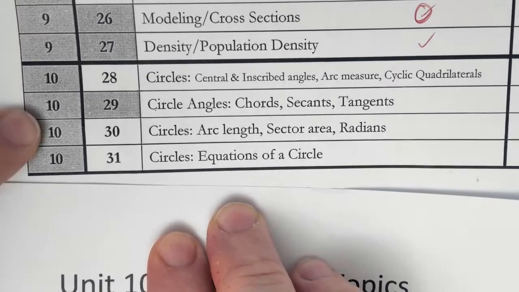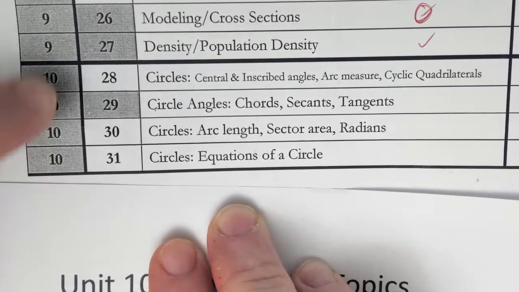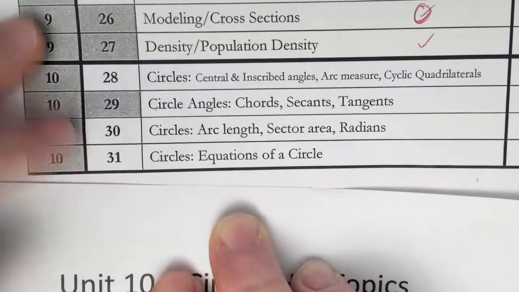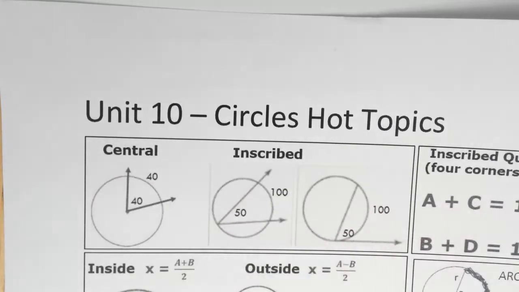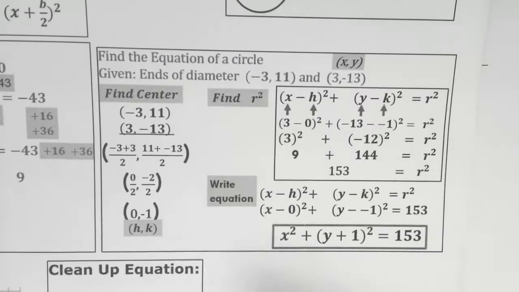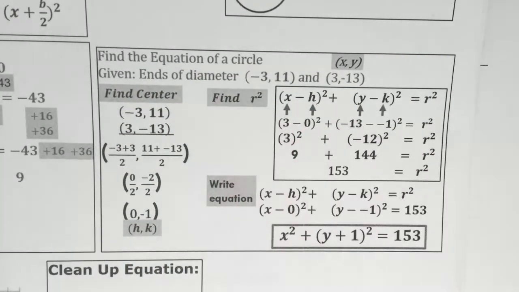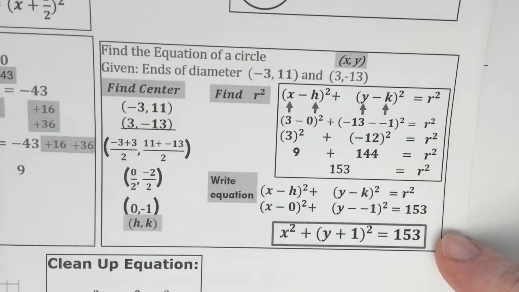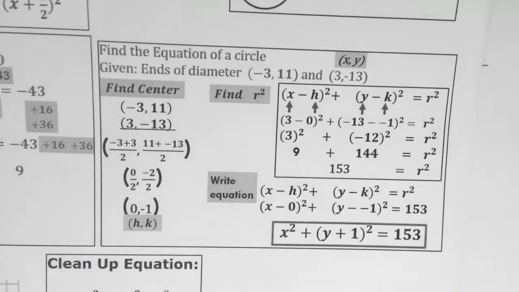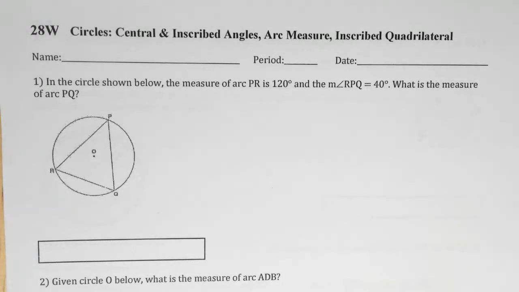We are on Unit 10 review for the EOC review. We're doing pages 28 through 31. Make sure you have out your Unit 10 hot topics. That will definitely help. If you need to take a picture of this right here, that would be a very good thing to do. So if you need to, pause now, take a picture of that, copy that down on your hot topics if you don't already have a copy of that. Excellent. All right, so let's get this going.